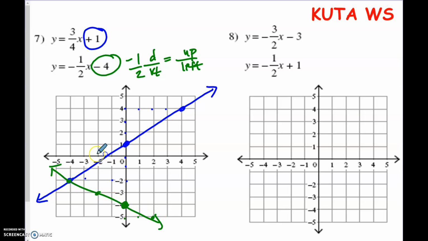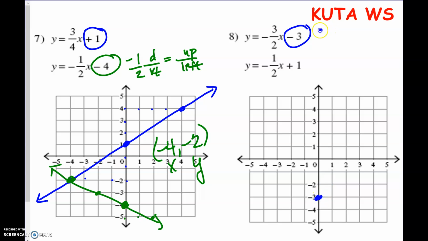All right, now this system meets at this ordered pair right here, which is going to be at (-4, -2). Remember, we always write that x value first. All right, number 8. This y-intercept is a -3.